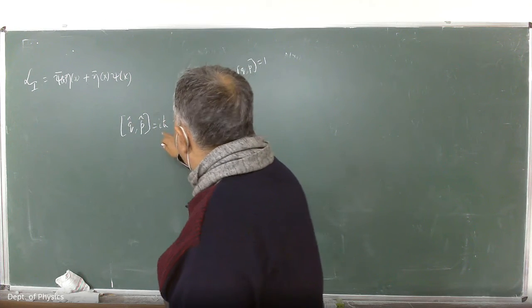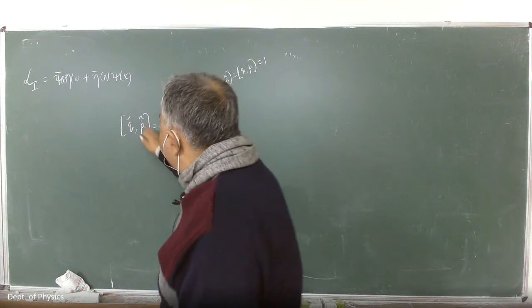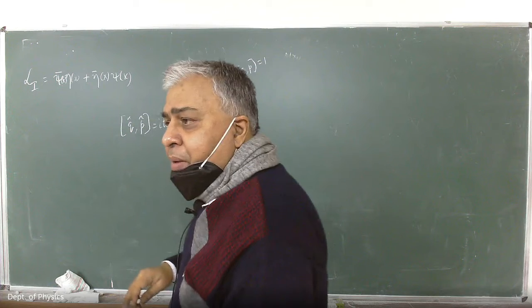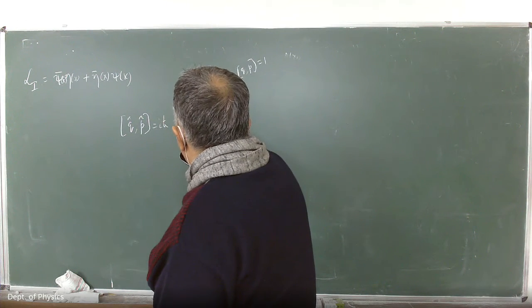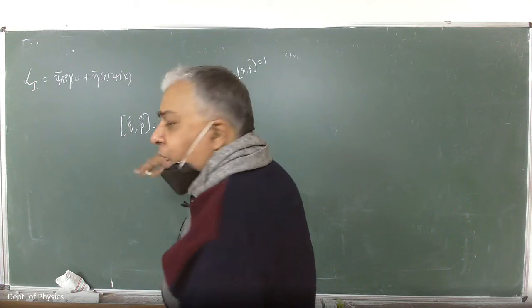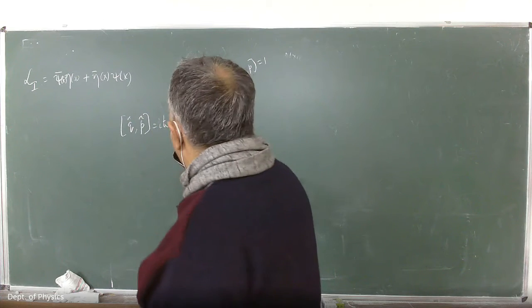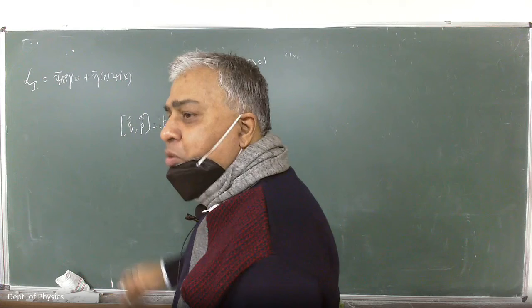So if I want the Poisson bracket, I have to get it like this. On the other hand, just their commutation relation, for any general phase space variables, I should ideally take the limit h bar going to 0. That will give me the Poisson bracket.